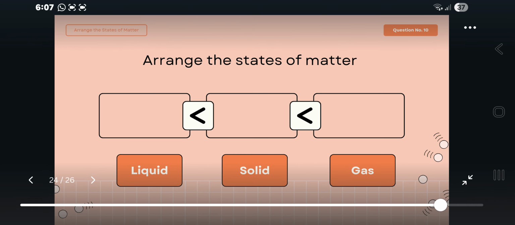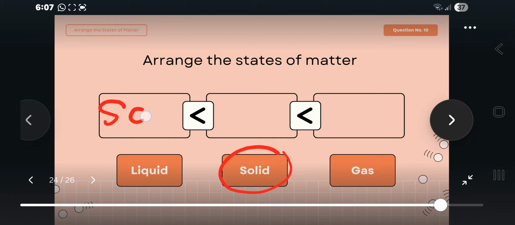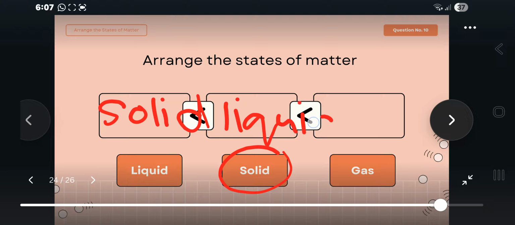Arrange the states of matter. Okay, in this question, just arrange the states of matter. Tell me which state will come first, which state will come second, which state will come third. Okay, yes. First, it will be solid, always solid, solid because ice, then melt what? Form liquid. Liquid, and then it forms what? Gas. Well done. Let's move on.